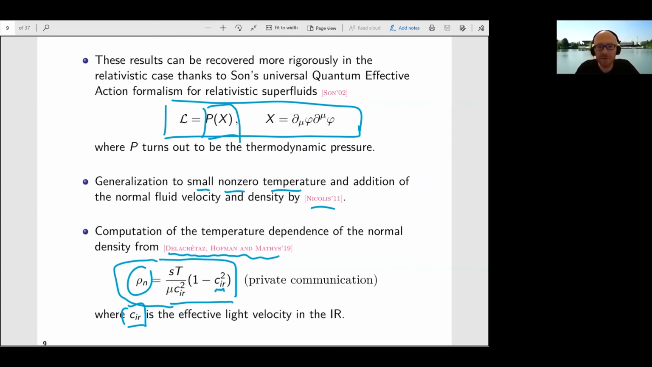Let me say it in a different language. When I'm going to talk about holography, I'm going to consider flows that interpolate between a UV AdS4 and an IR AdS4. But they don't have the same speed of light. Right, precisely. And so this c_IR is going to be the effective speed of light of the IR AdS4. Does that make it clearer?